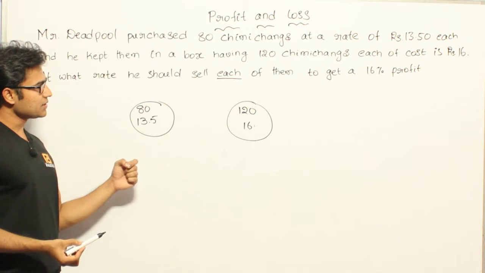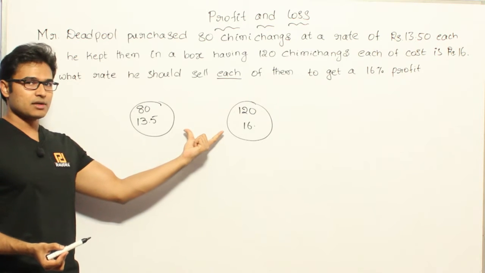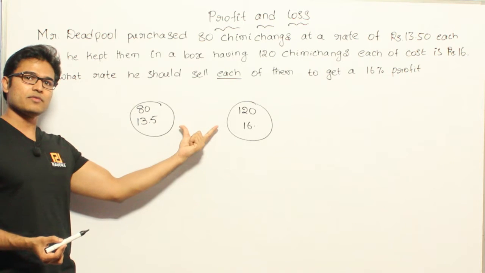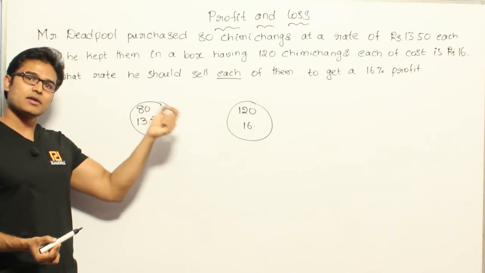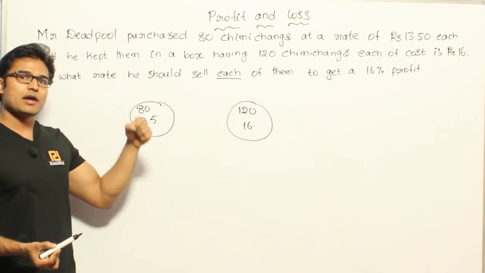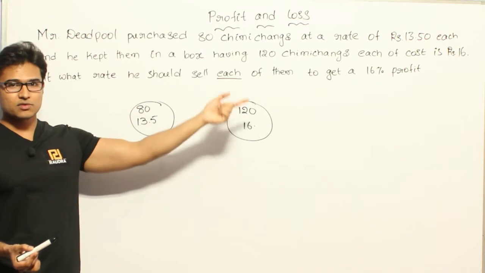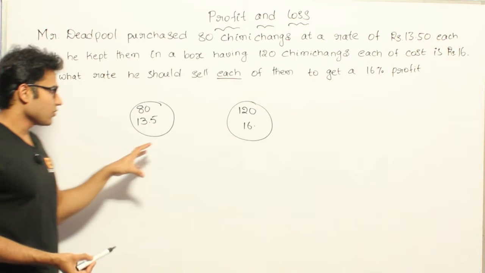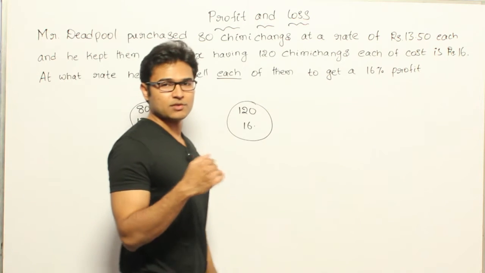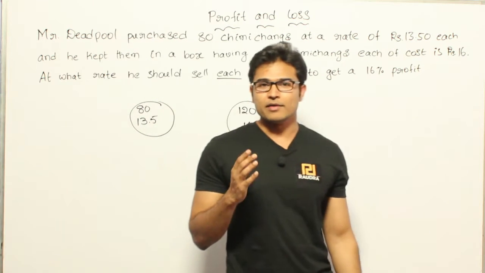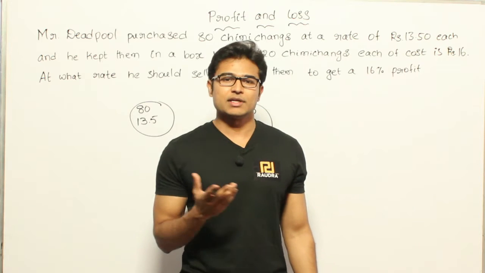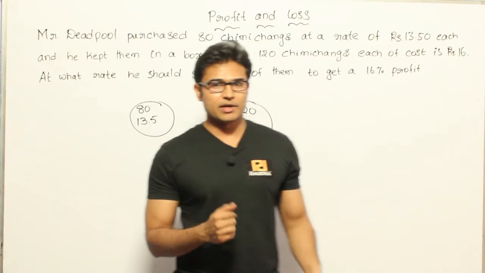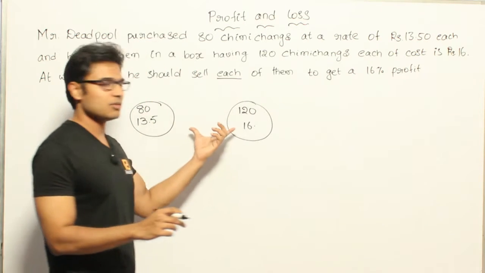So what I should do is find out the net cost price and then find out the cost price of each of the chimney chunks, and based on that cost price find out at what price he should sell so that he gets 16% profit overall. These kinds of questions we are again going to look at many of them in the topic of mixtures and allocations. There we are going to see many models, but here since it is a very simple model I am discussing it.